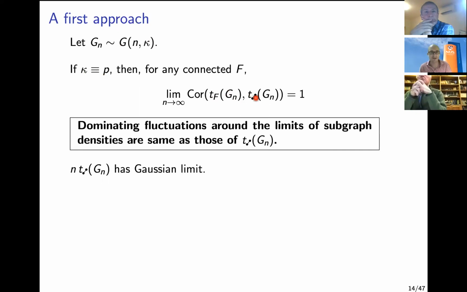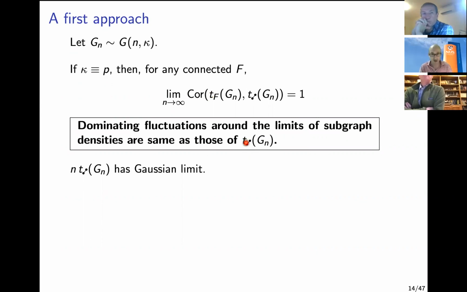So that's the simplest subgraph density, just the edge density. If you think about this, it is the total number of edges divided by n squared. So this is just capturing the number of edges in your graph and nothing else. If you calculate the correlation between the two, you find that it converges to 1. It's a bit more complicated if f is composed of disconnected components, but in essence, the story is the same. The dominating fluctuations of this object are, in essence, the same as the fluctuations of the total number of edges in your graph.